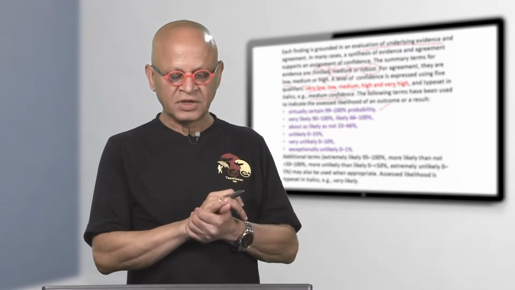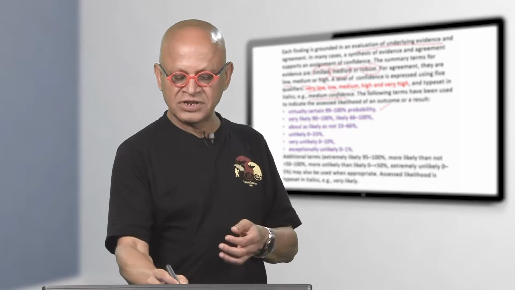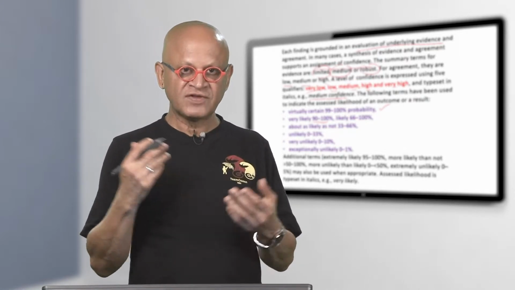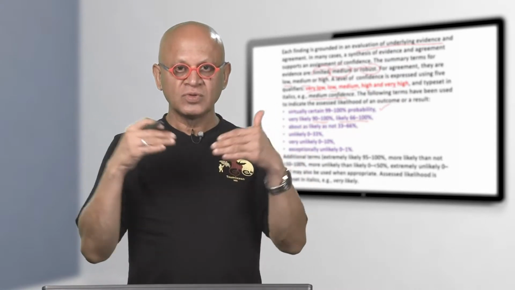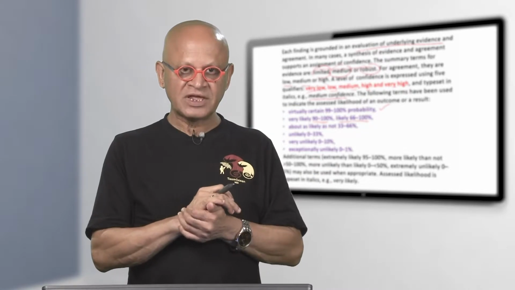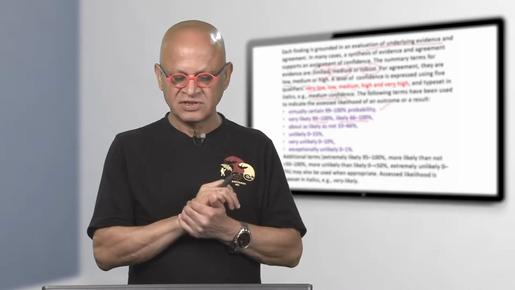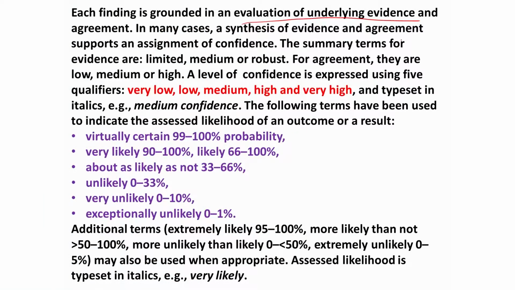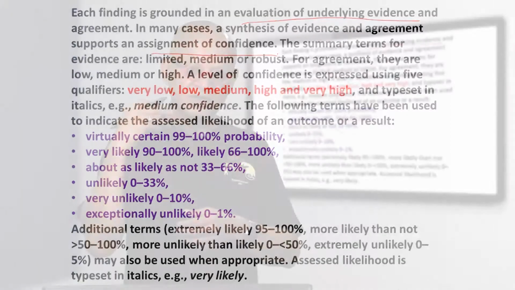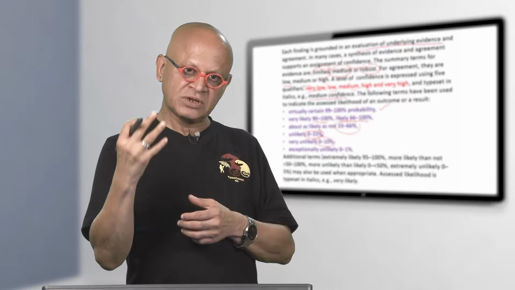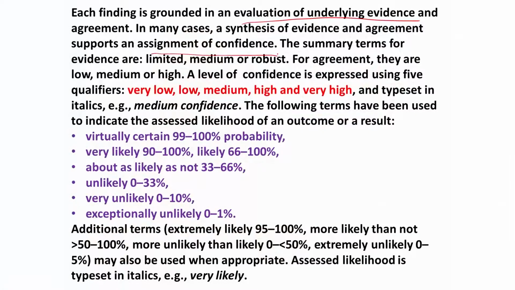IPCC processes, where each finding is grounded in an evaluation of underlying evidence and agreement of different evidences, how well they agree with each other and how they differ from place to place or different kinds of evidences, and so on and so forth. In many cases, a synthesis of evidence and agreement supports an assignment of confidence. When you say projection of precipitation or temperature into the future, what is the level of confidence in this projection?